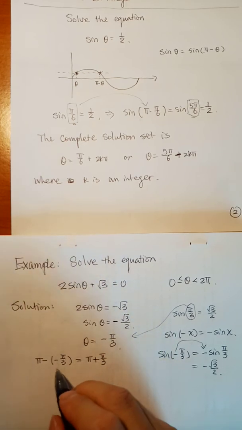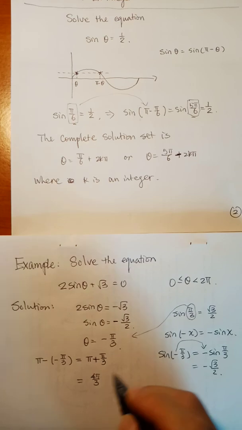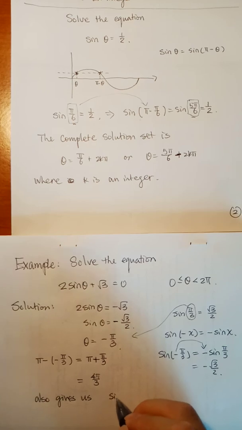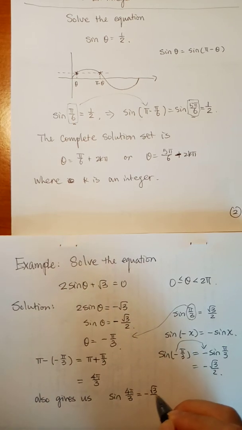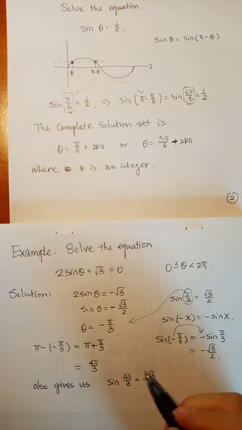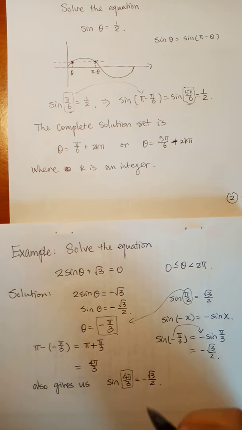Pi minus negative pi over 3 is pi plus pi over 3. It is 4 pi over 3. Also, this gives us sine equal to negative square root of 3 over 2. Okay, so it also gave us this one, and you have the second one.